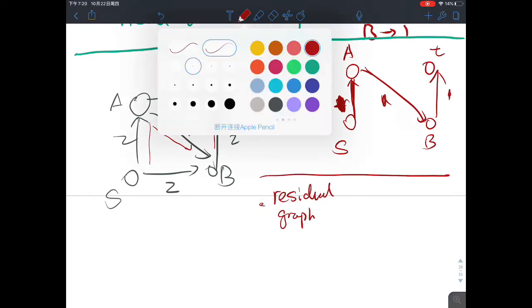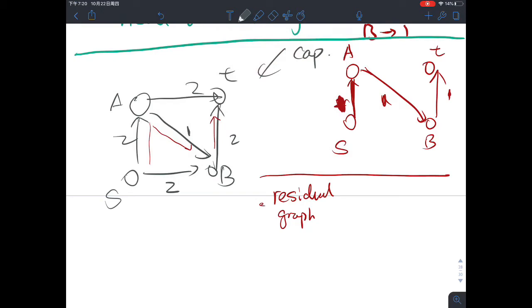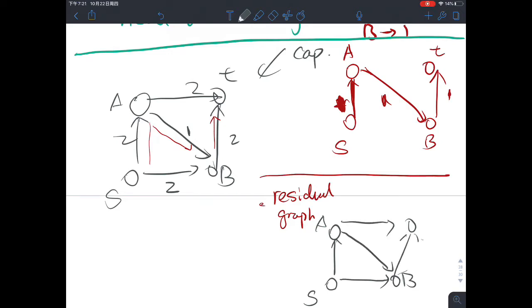So the residual graph. The first few steps of the residual graph would be similar. So S, A, B, T. What we need to do is to copy all the edges that are already in the original graph. So I'm copying all the edges here. These are all the edges that I'm copying.